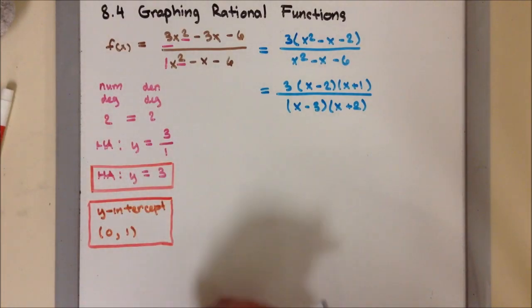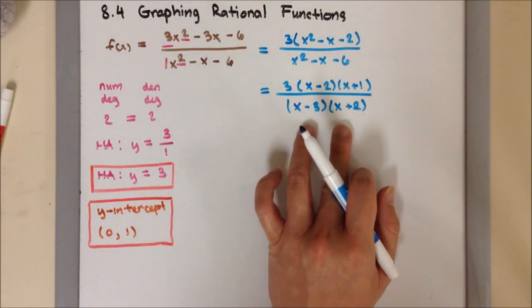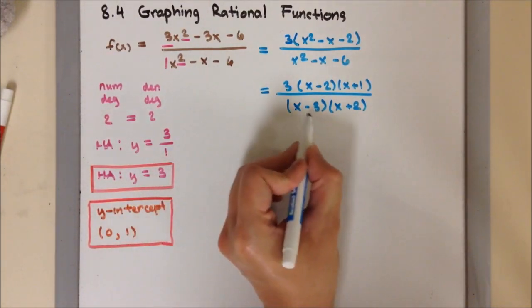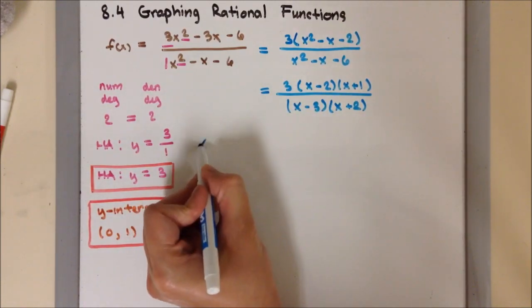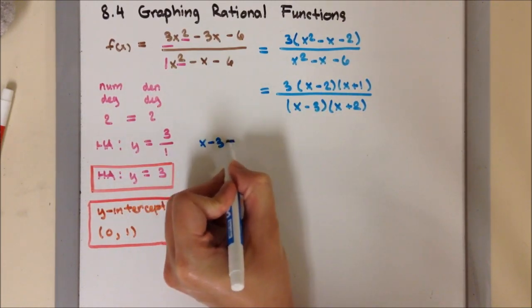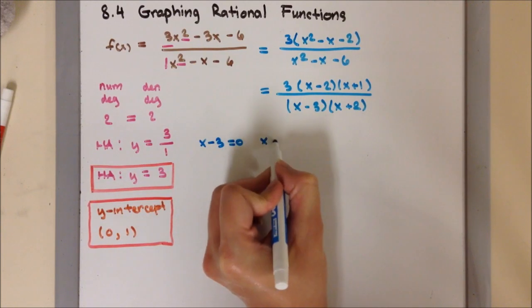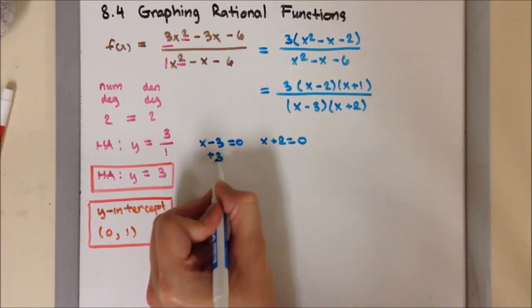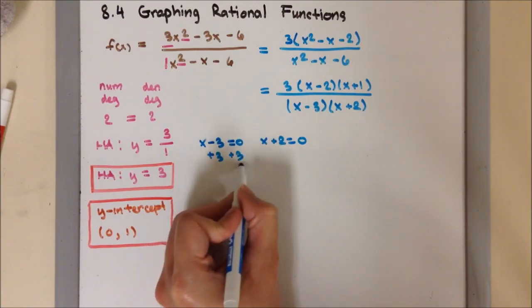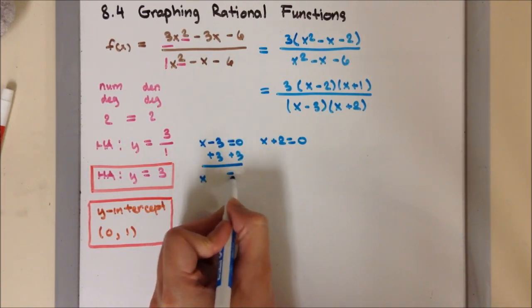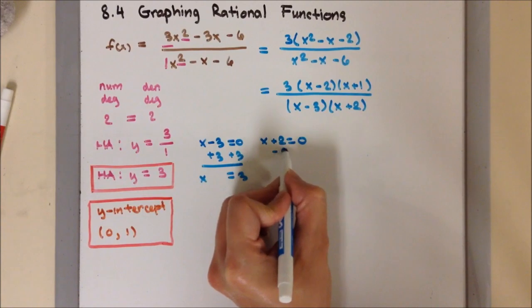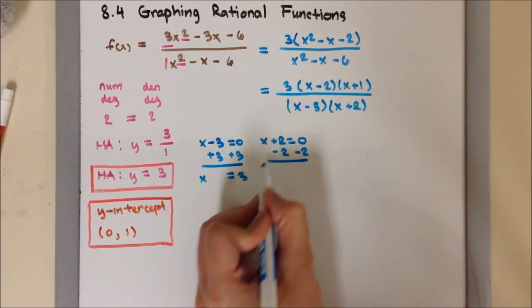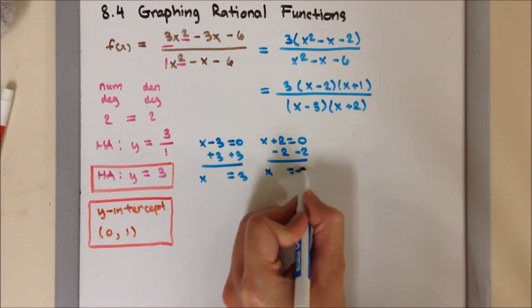So for vertical asymptote, we're going to focus on the denominator factors. So x minus 3 and x plus 2. We're going to set it equal to 0. So here I'm going to add 3 to both sides. x equals 3. Here I'm going to subtract 2 from both sides. Here x equals negative 2.